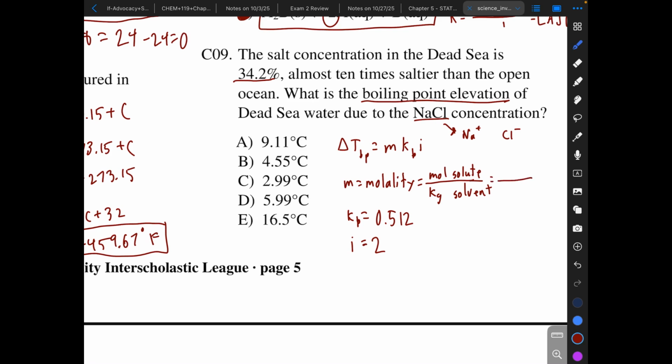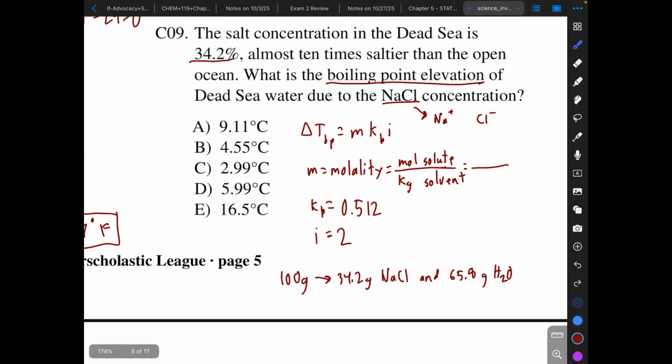How would we find molality? We know that the salt concentration of the Dead Sea is 34.2%. So let's assume the Dead Sea is 100 grams. Right? That means it would be 34.2 grams of salt and whatever 100 minus 34.2 is, 65.8 grams of water. So we know salt is the solute and water is the solvent. Now we can find the moles of solute and the kilograms of solvent.